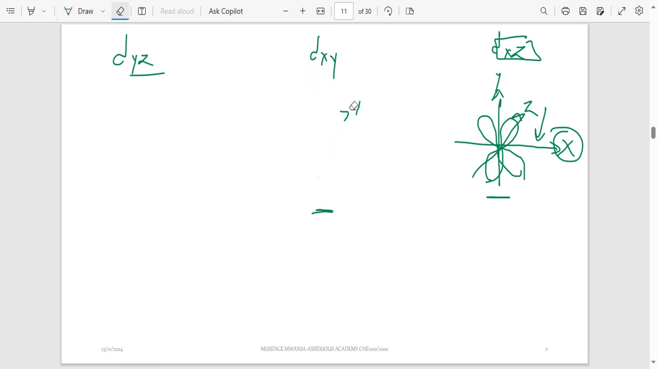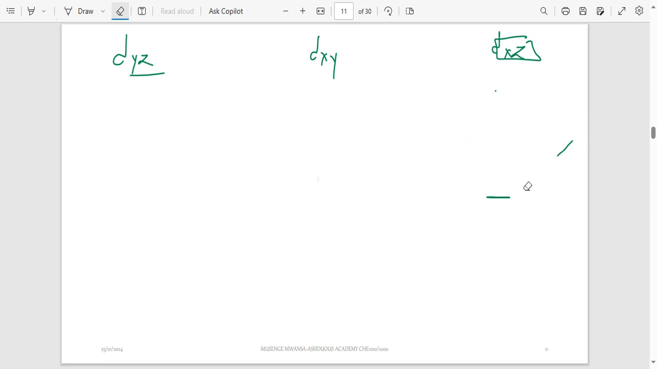You can also Google these pictures so that you just see how they are going to look. But that is how you get to write them. They are not the only d orbitals that we have.